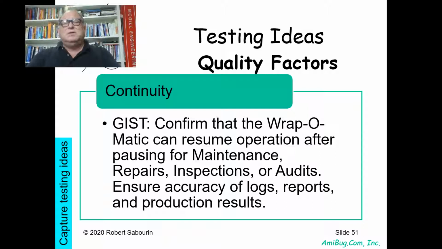Continuity. So confirm that the Rap-O-Matic can resume operation after pausing for maintenance, repairs, inspections, or audits. Ensure the accuracy of logs and reports and production results. So continuity of operation. You stopped, you pick it up. Do you pick up where you left off? And are all your logs and audits still valid?